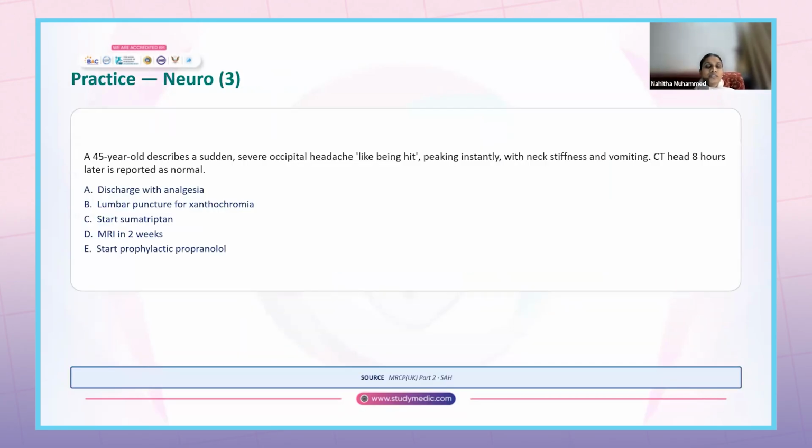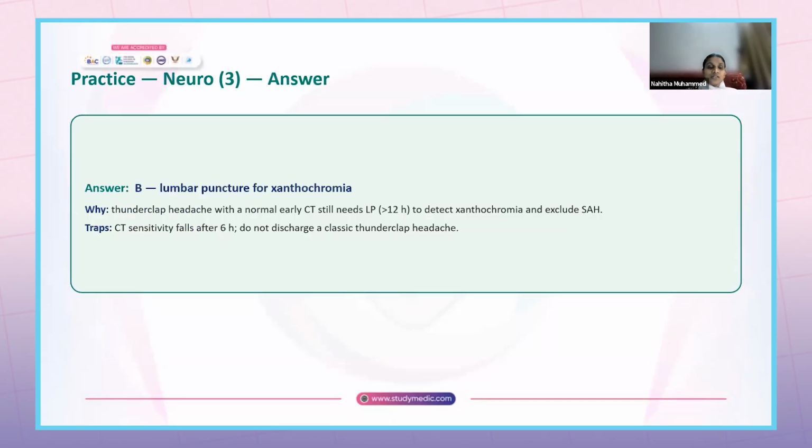A 45-year-old describes a sudden severe occipital headache, like being hit from the back, with neck stiffness and vomiting. CT head 8 hours later is reported as normal. So what is here? There is sudden severe headache and CT is within 12 hours and it is normal. Now we can go for lumbar puncture. So thunderclap headache with a normal early CT, we can go for lumbar puncture to detect xanthochromia. The CT sensitivity falls after 6 hours, but we cannot discharge a patient based on normal CT. We have to do lumbar puncture.